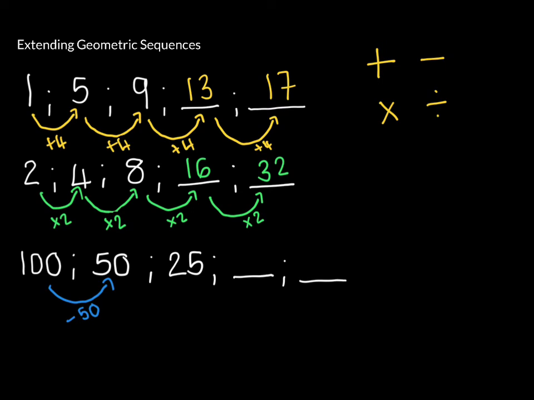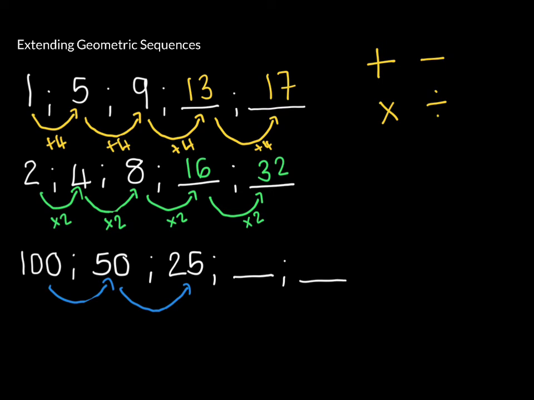So now if we go 50 minus 50, that should give us 0, but we don't have 0 here. So I don't think minusing is going to work in this case. Maybe let's try dividing. Let's see if we divide, if that'll give us the answer we're looking for.